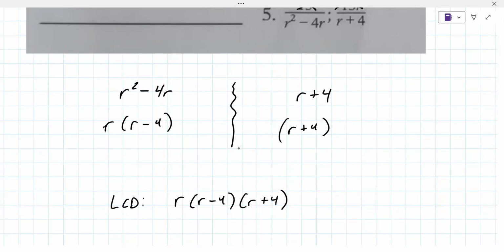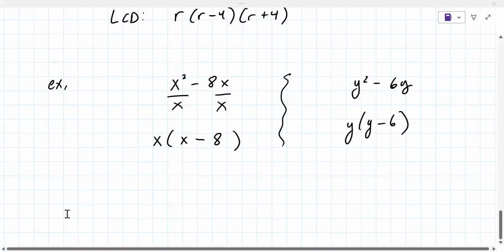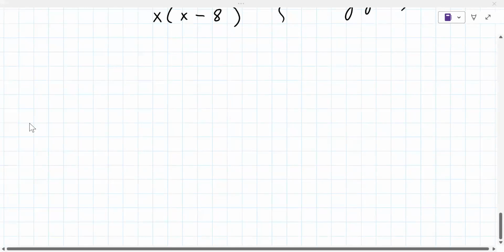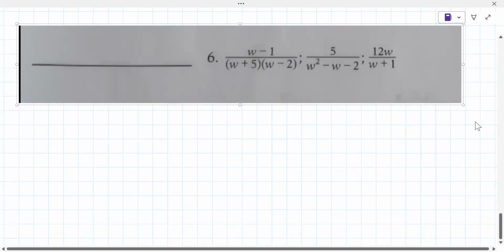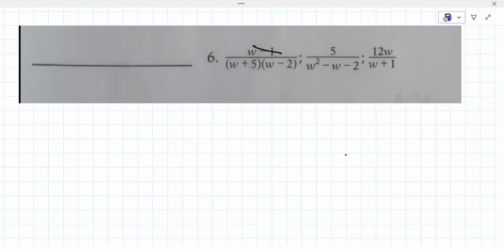All right. I think that would be it. Yeah, that's it for that one. Number 6 is just a more complicated version of the same thing. Let me know when you're ready.